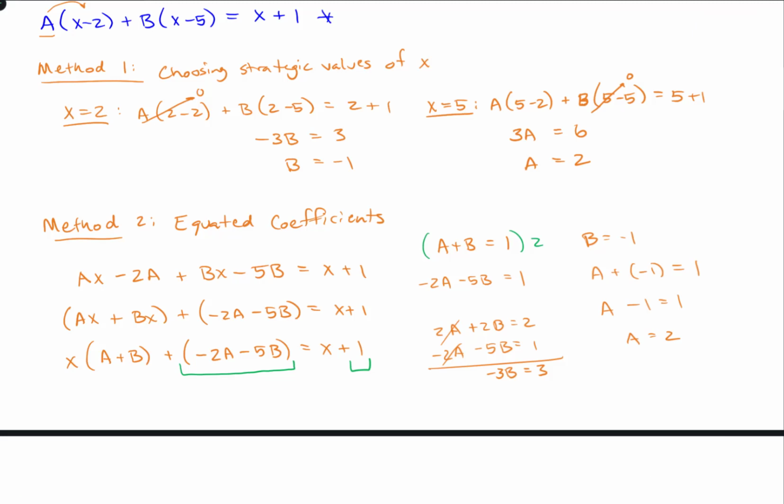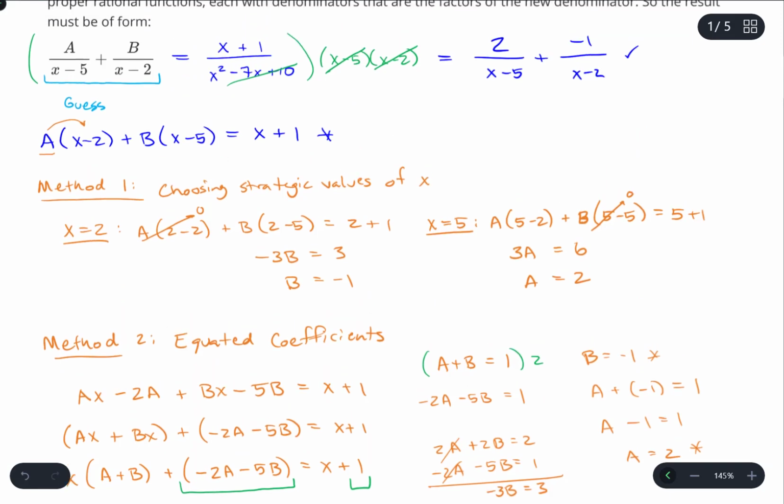And I've solved for both coefficients and got the same results using equated coefficients rather than picking strategic values of x. Which is why I say that picking strategic values of x is the best way. You should always do that. It's the easiest thing. But it won't work in every situation. So when that method doesn't work, then you can rely on something more like equated coefficients from there.